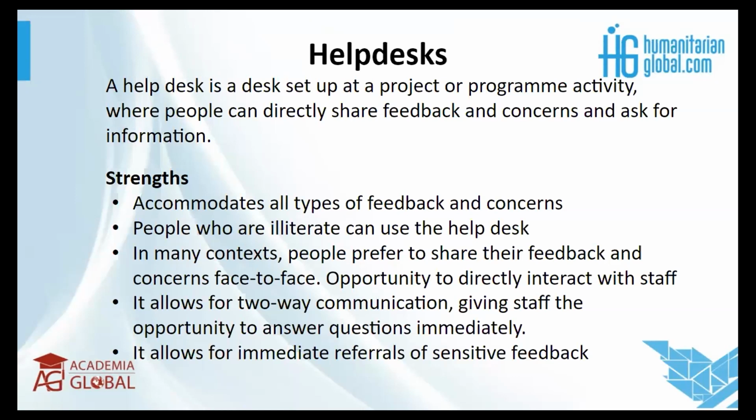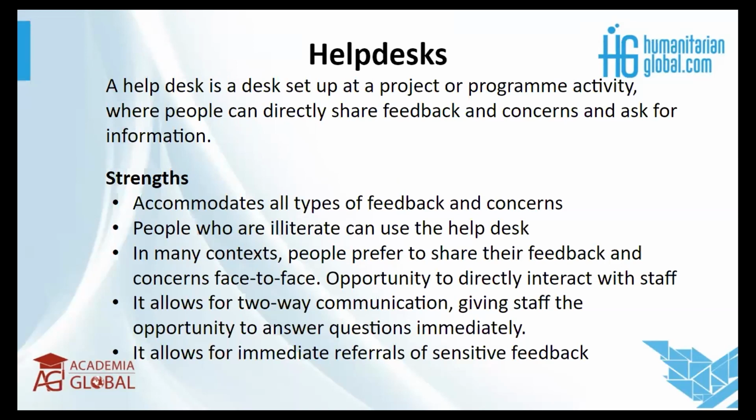So we have, of course, again, other strengths and weaknesses with this particular type of feedback. One of the strengths is that it accommodates all types of feedback and concerns, because the people are able to come physically, and they can explain and elaborate as much as they have concern on a particular issue. They could tell you even a story of the history of the issue. Maybe it stems from when the project started, or maybe it is a new issue that just arose, and you're always able to listen and have follow-up questions as the staff in charge.